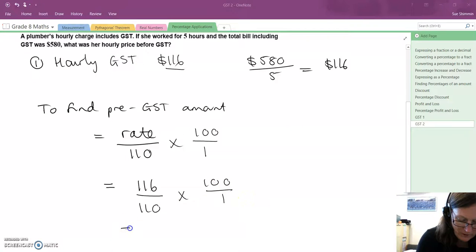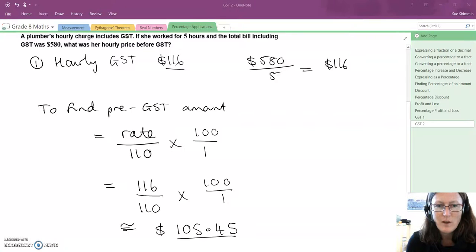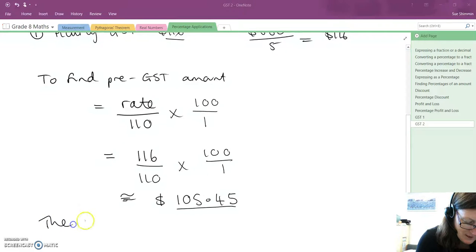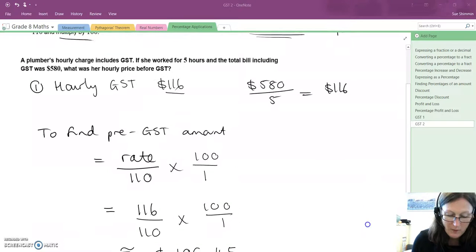Put that into our calculator and it rounds off to approximately $105.45. So this plumber, pre-GST, her rate is $105.45, but her rate including GST was $116. Just finishing with a sentence, because it started as a sentence, the plumber's hourly rate is $105.45 before GST.